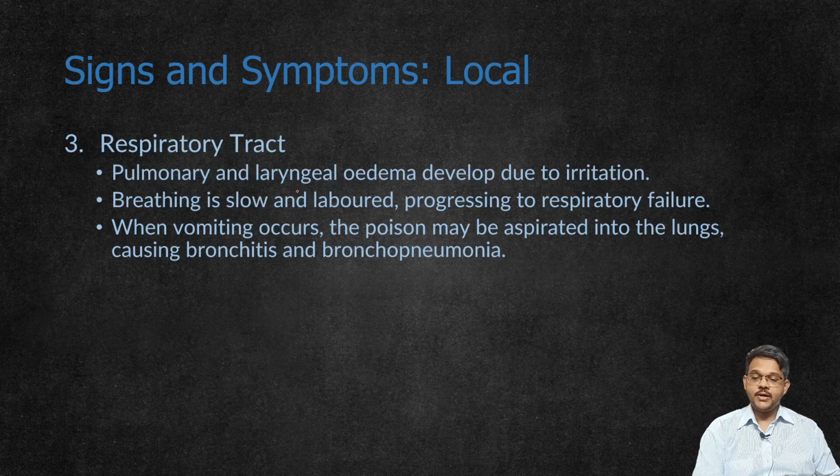In the respiratory tract, sometimes the poison may be inhaled along with consumption, which may lead to pulmonary and laryngeal edema developing due to irritation. Breathing is slow and labored, progressing to respiratory failure. When vomiting occurs, sometimes the poison may be aspirated into the lungs, leading to bronchitis and bronchopneumonia, which are the late complications of poisoning. If, because of vomiting, some amount is regurgitated and enters the lungs, it can cause bronchitis and bronchopneumonia, and the person may die because of them.